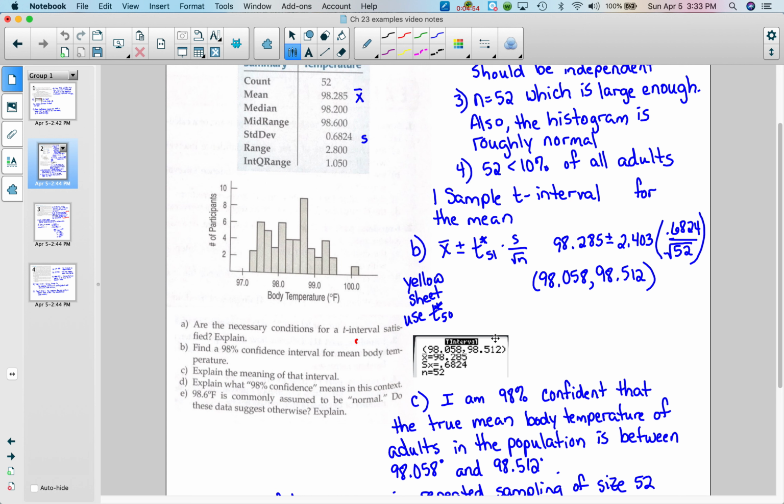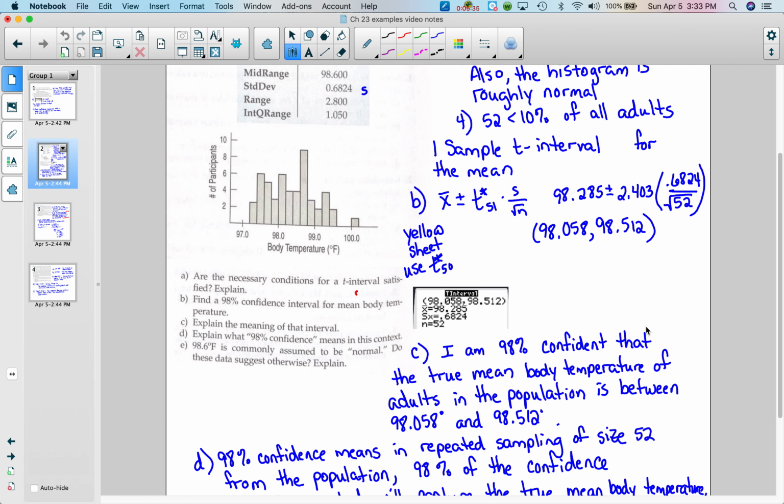If you need to build it by hand, remember we talk about degrees of freedom. N is 52, so we have one less degree of freedom. So we have 51 degrees of freedom. That's not listed on your yellow sheet. So if you use your yellow sheet, you have to use the T star for 50. If you look that up on the sheet, and I know in the video you guys watched yesterday, I talked about that. So you're going to look up this value. And then I used that S and I used 52 and plugged it into the formula and got this. And you can see that it's basically, to 3 decimal places, the same.